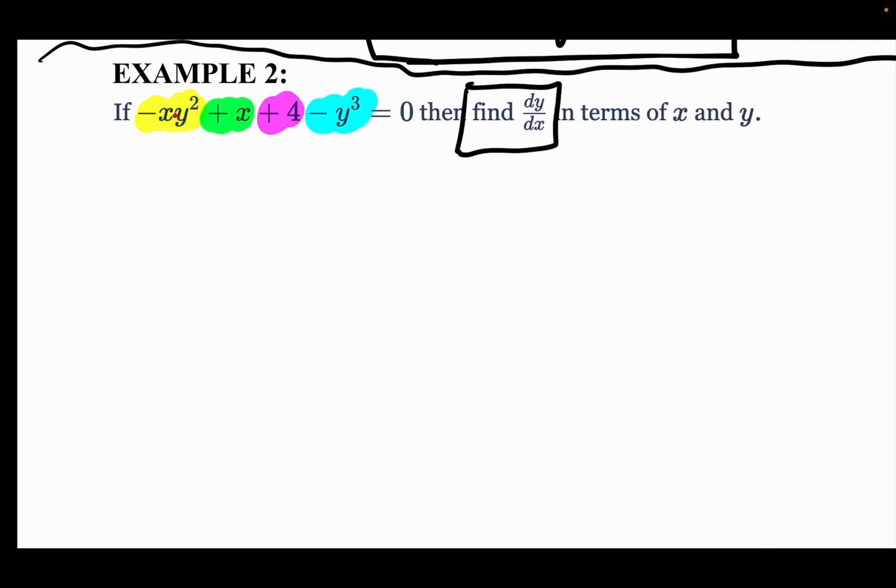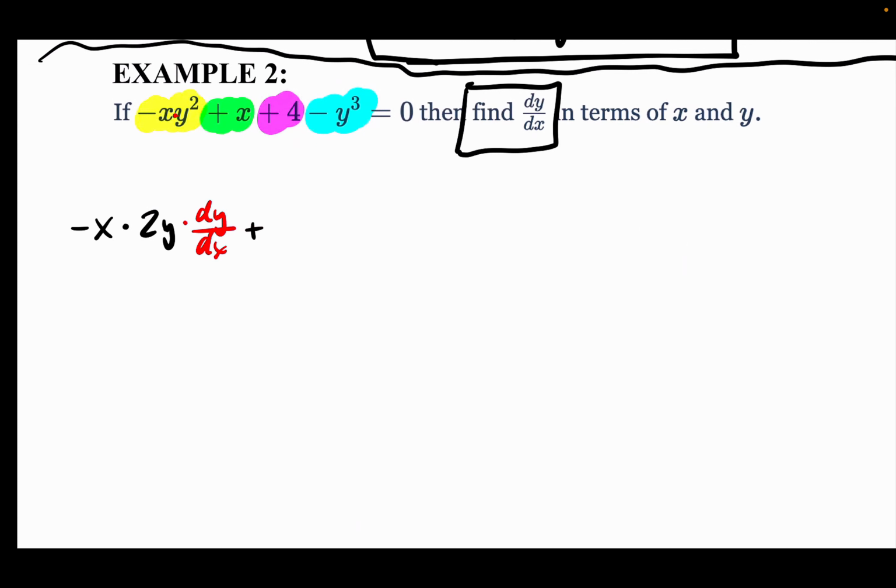Okay, so the product rule says the first times the derivative of the second. What's the derivative of the second? 2y times dy over dx. 2y. And since I found the derivative of a y, I have to put a tag. So this guy's going to get a tag, dy over dx, plus.